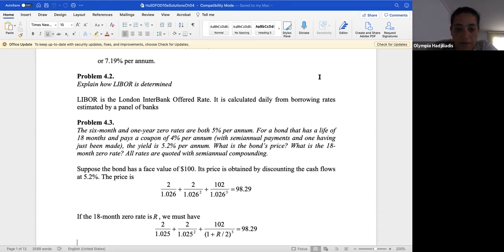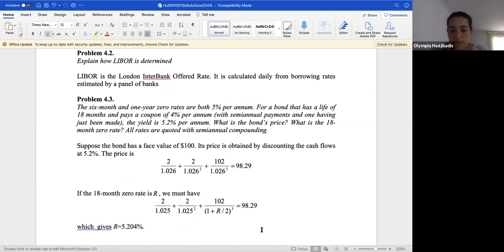If the 18-month zero rate is R, then whatever R is, if you discount 2 by 1.025, because that's the 6-month rate, 5% per annum, and you discount the year payment of $2 by 1.025 squared, semi-annually. Then you have to take 102 and discount by the 18-month zero rate R, so that's 1 plus R over 2, cubed. That should equal the price of the bond, which is 98.29. And this gives R equal to 5.204%.